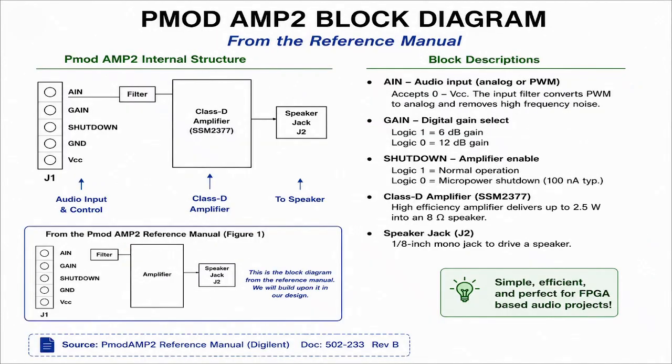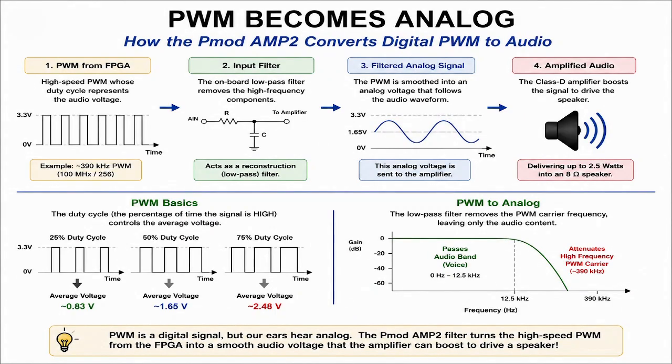This block diagram comes directly from the Digilent reference manual for the Pmod AMP2. Internally, the amplifier takes the PWM input, reconstructs the audio waveform, amplifies it, and sends it to the speaker output. Notice that the FPGA isn't generating analog voltages directly. Instead, it generates a digital PWM waveform that represents the audio signal. So how can a digital signal become sound?